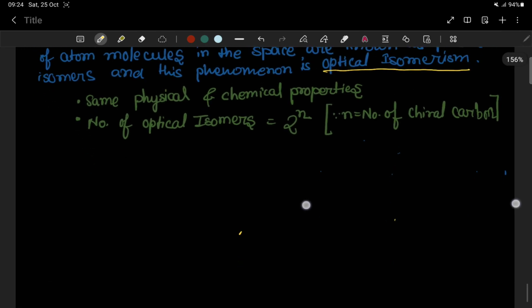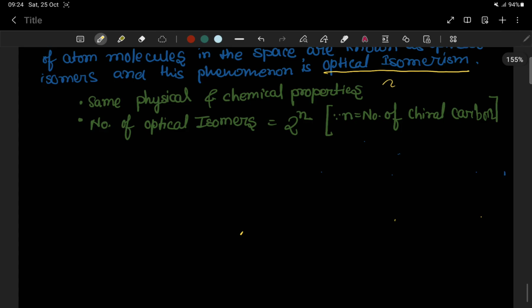So what are the common properties? They have the same physical and chemical properties. The optical isomers will have the same physical and chemical properties, and the number of optical isomers present is given as 2 to the power n. And what is this n? n is the number of chiral carbons present in the compound.